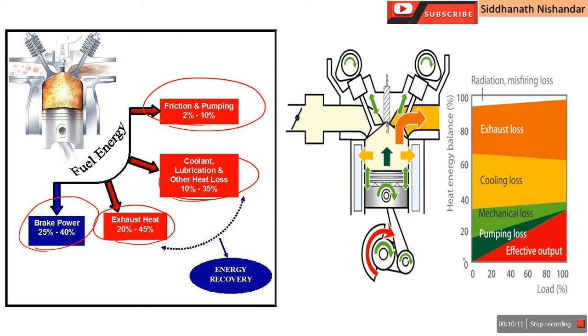If you see this graph, this chart also, you can see the effective output is between 0 to 20%, and the graph shows around 13 to 16%, that is the effective output from internal combustion engines. This is the interesting fact: our system is only capable of developing or converting only a small amount of energy.